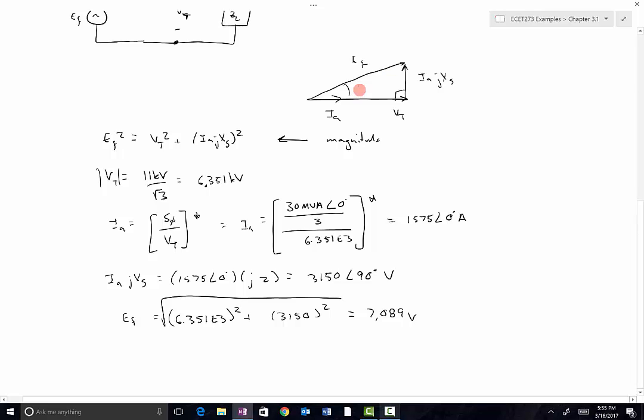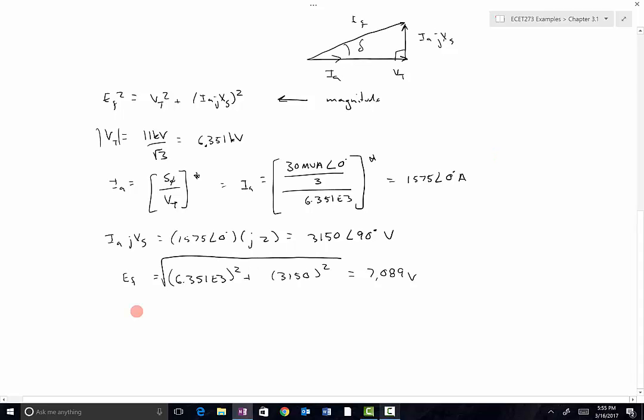So that still didn't give us delta, which is what we're after, right? We just calculated the magnitude of this right here. So how do we get to delta? Well, now that we know the length of the excitation voltage, we can just use the law of cosines. So cosine of delta, cosine is adjacent over hypotenuse, so that's equal to V_T over E_F.